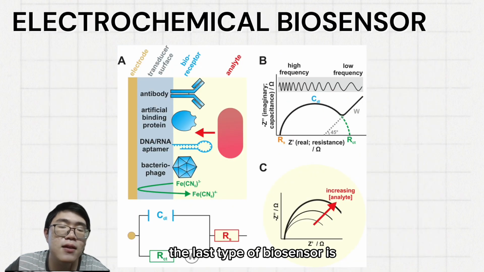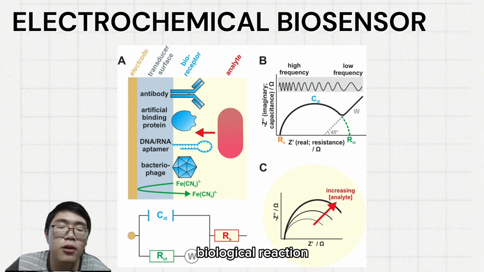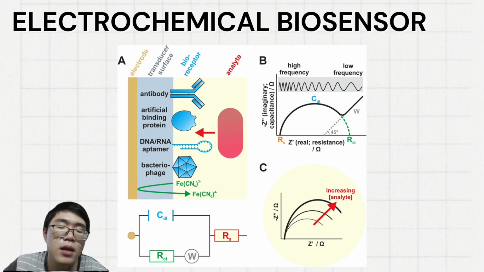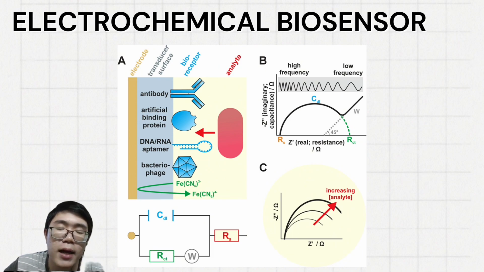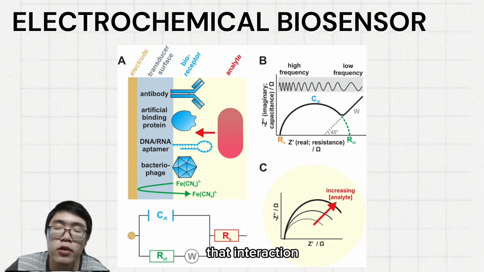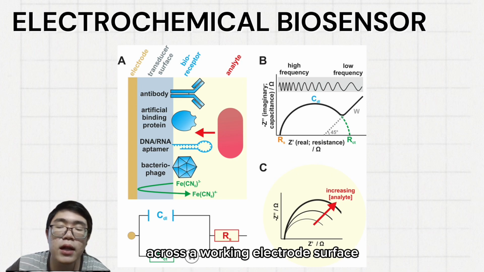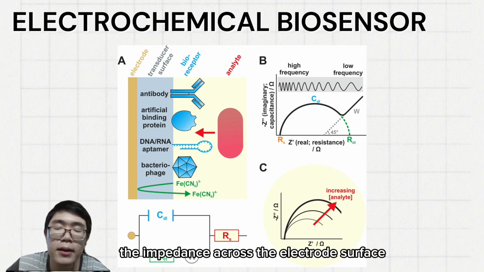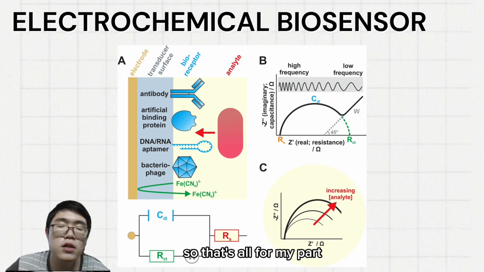The last type of biosensor is electrochemical biosensor. Usually in electrochemical biosensor, biological reaction generates a change in signal for measured current, which might be measured by impedimetric technique. The impedimetric biosensor technique functions by analyte bioreceptor interaction causing a change in capacitance and electron transfer resistance across a working electrode surface. As analyte binding increases with higher analyte concentration, the impedance across the electrode surface changes and it is detected by a transducer. So that's all for my part.